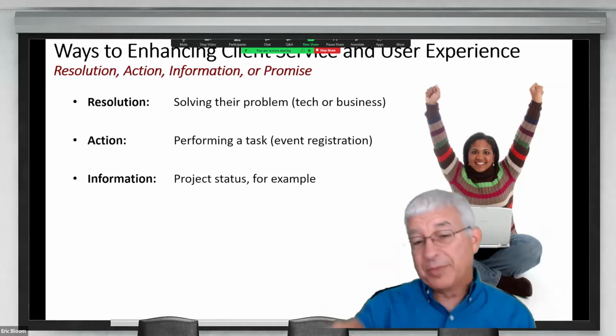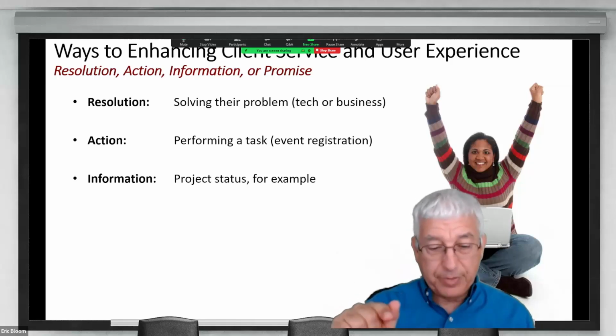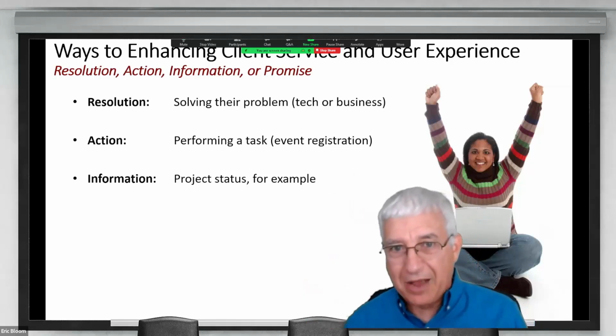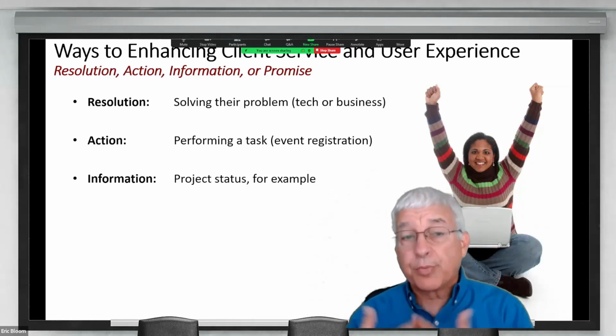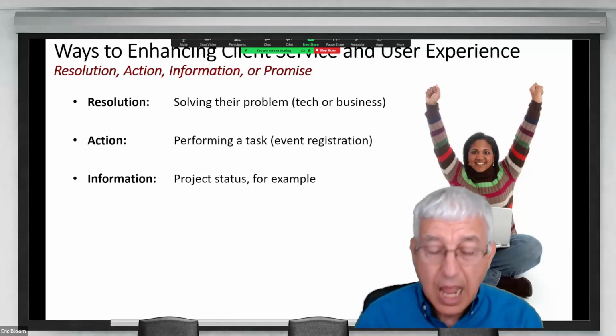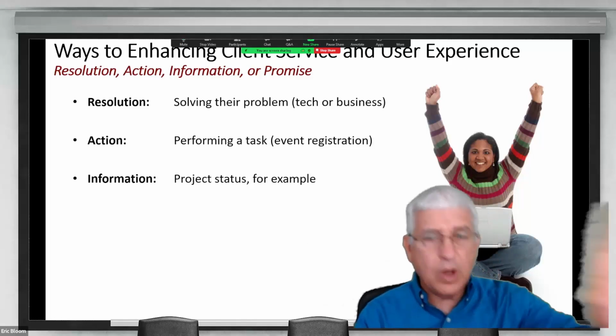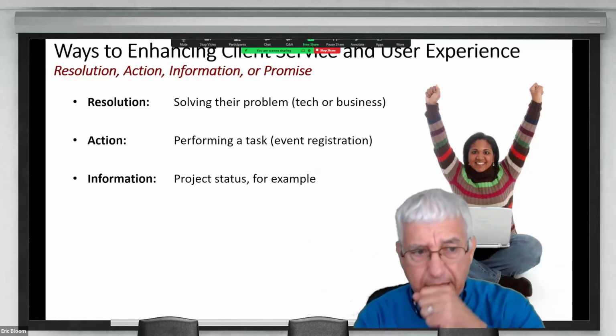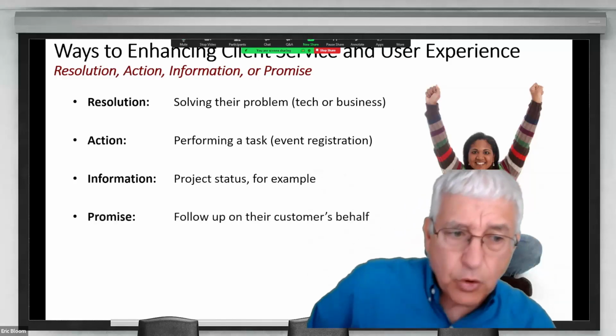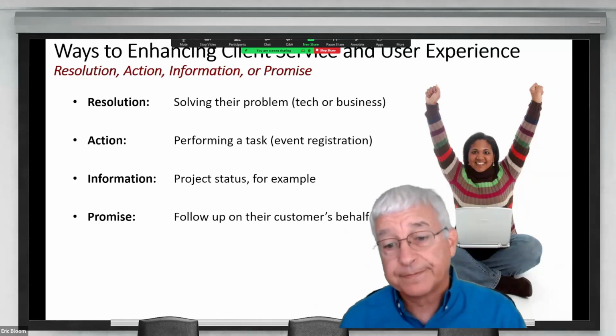Oh, good. It's somewhere between Virginia and Boston right now. Yay, it's on its way. So, they want to just know information and status of their projects, of their open tickets, etc. And if you can't do one of these three when you're on the phone with them or in dialogue with them via text or email, they want to have your promise that you will follow up on their behalf.